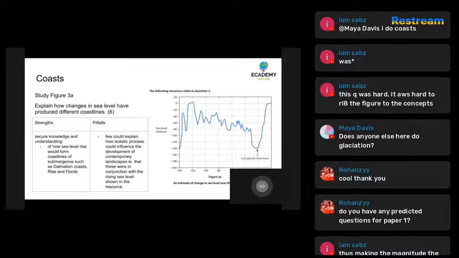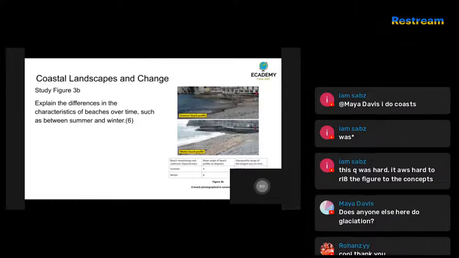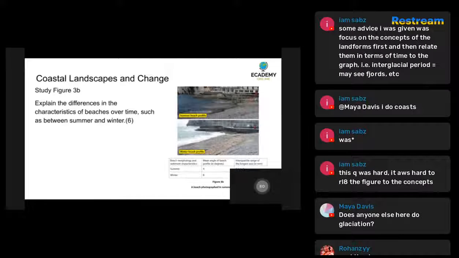Right. Next question. Again, another resource question, and it's very likely for glaciation and for coasts. Well, it's almost inevitable, not likely, that you will get a resource that you'll have to look at. Remember, again, if they're asking you to study the resource, use the resource in your answer. Okay, so in this case, make sure that you refer to the summer beach profile, or maybe even use the data that they've given you to elaborate or explain a key point for this question.